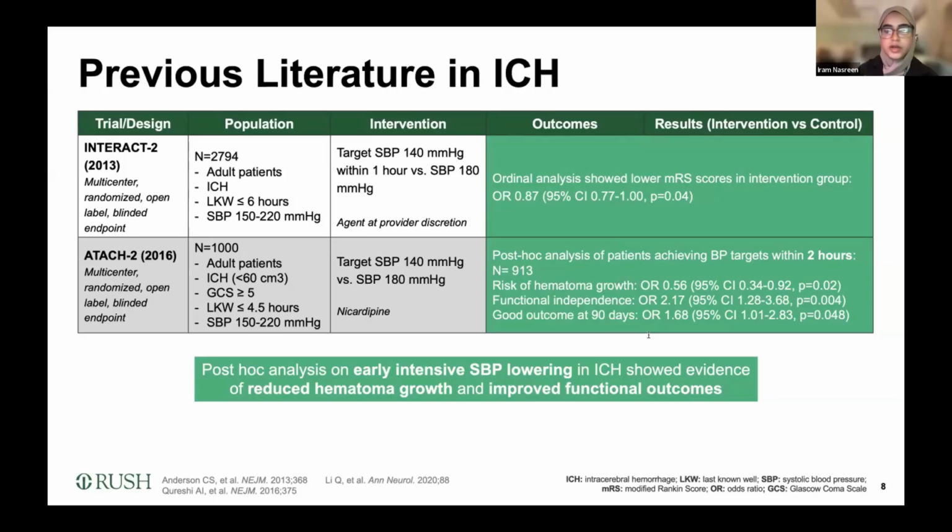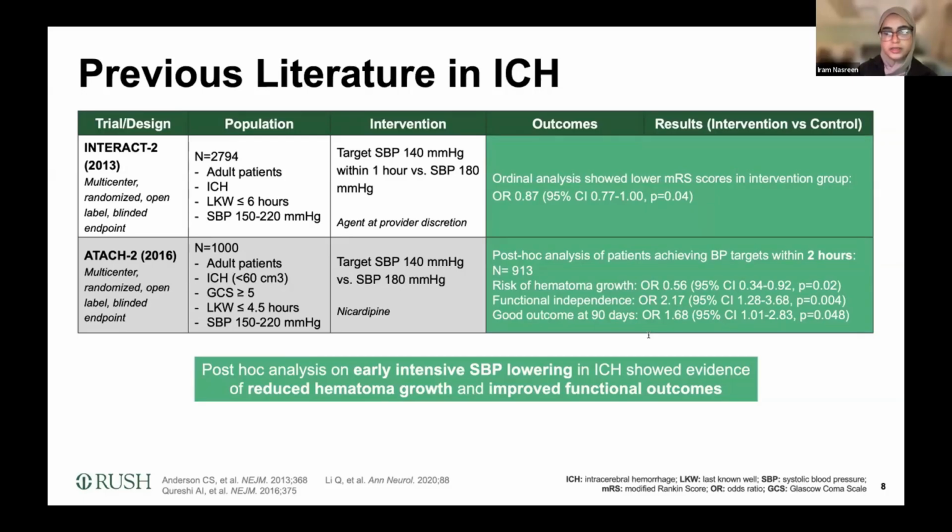And then for the ATTACH-2 trial, they had a post-hoc analysis of patients who achieved the target blood pressure within 2 hours, so earlier on, among all the patients overall. This included 913 patients, and the key findings include risk of hematoma growth. For the intensive blood pressure group, they had a 56% reduced risk of hematoma expansion with an odds ratio of 0.56 and a p-value of 0.02.